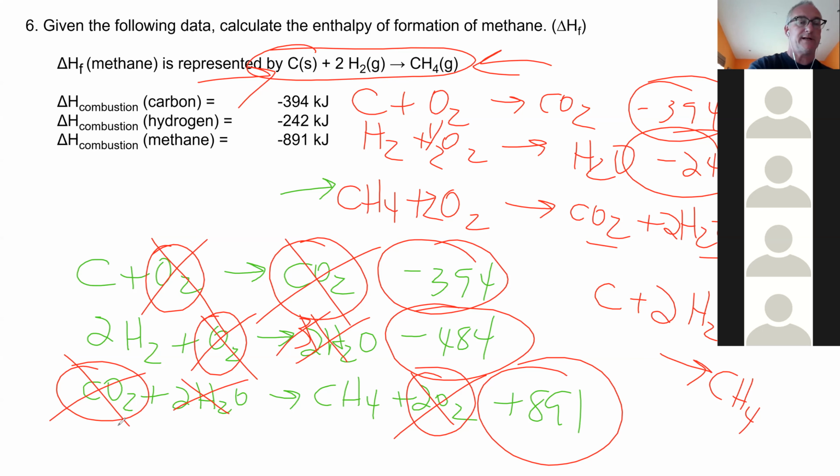What's our final answer for delta H formation of methane? 13 kJ. What is it? 13 plus or minus? Plus 13 kJ. Plus 13. So is this an endo or exothermic reaction? Endothermic. Endothermic, but not by much. Doesn't take a whole lot of energy for this to happen.